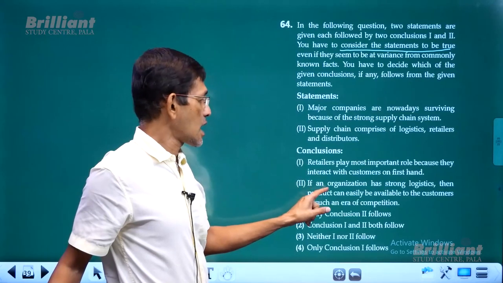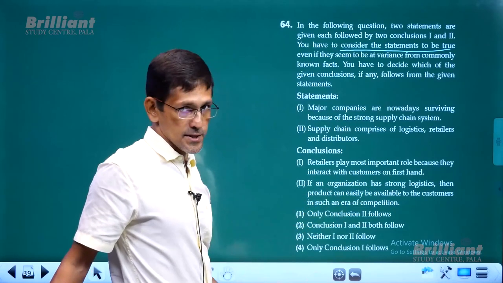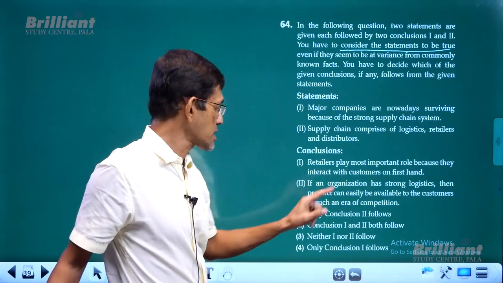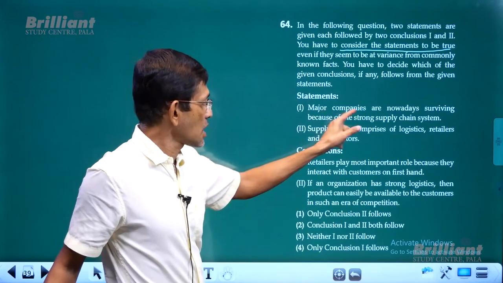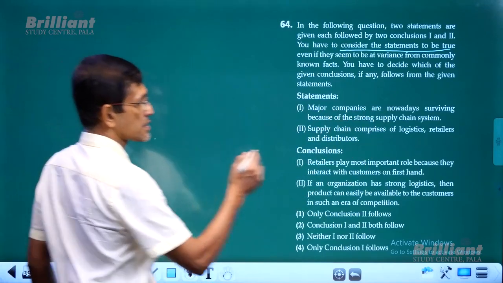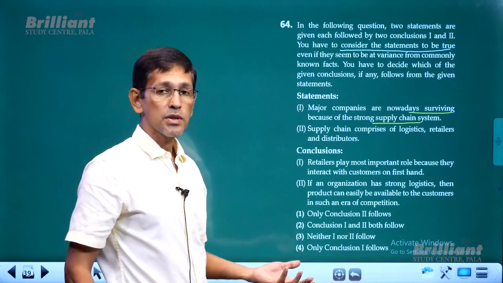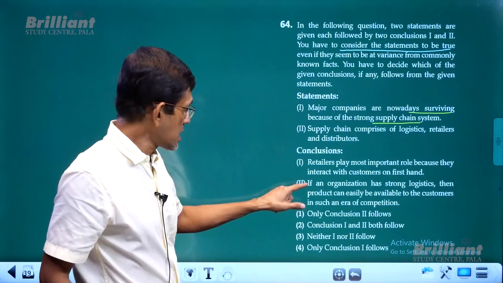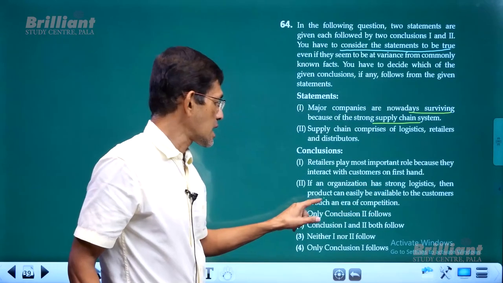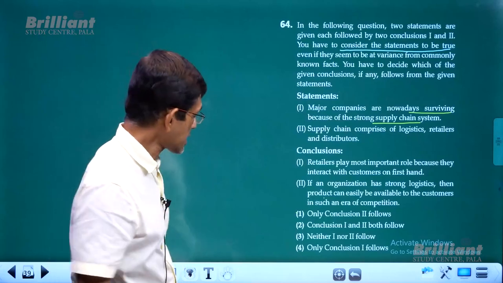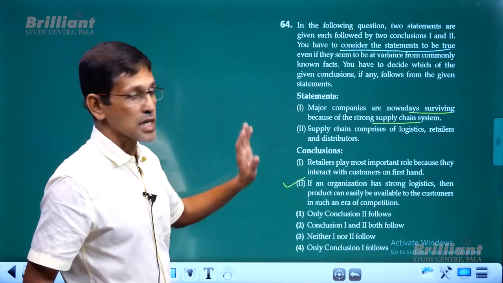Number two: if an organization has strong logistics, then the product can easily be available to the customers in such an era of competition. So what does the statement say? Major companies are nowadays surviving because of the strong supply chain, right? So what does that strong supply chain do? If an organization has strong logistics, then the product can easily be available to the customers in such an era of competition. So that company would be successful. That means the second conclusion follows the statements. Yes, that's correct.